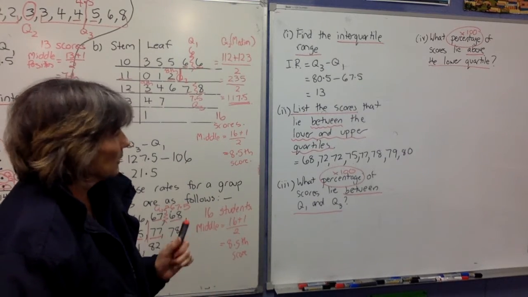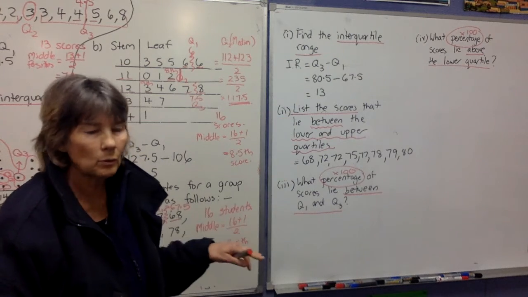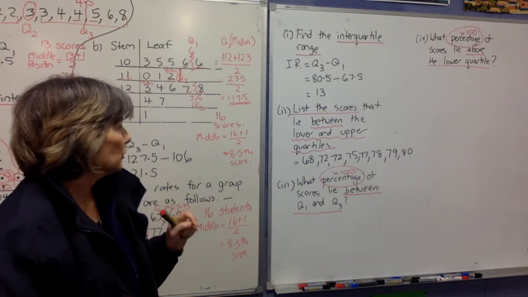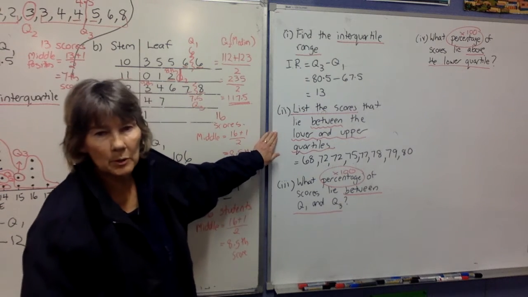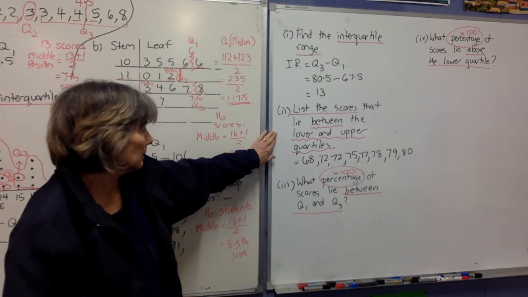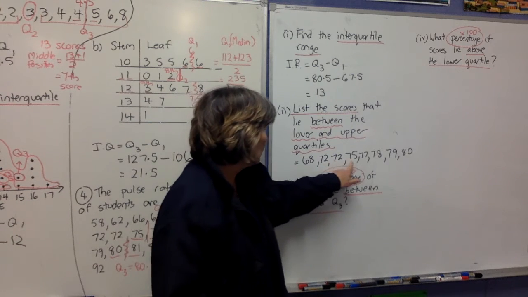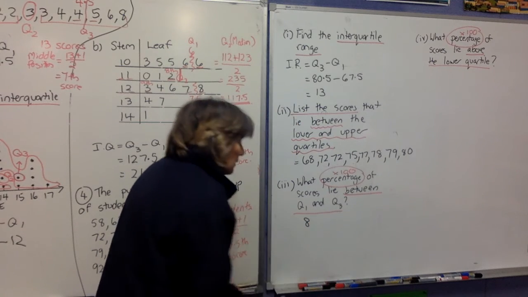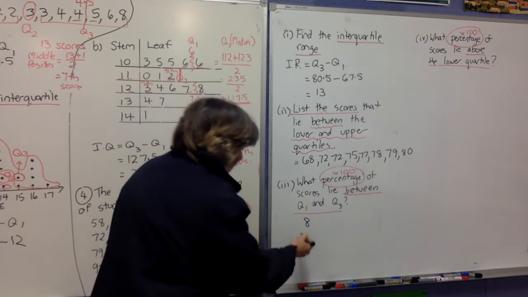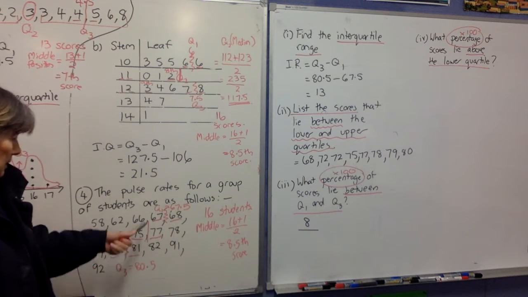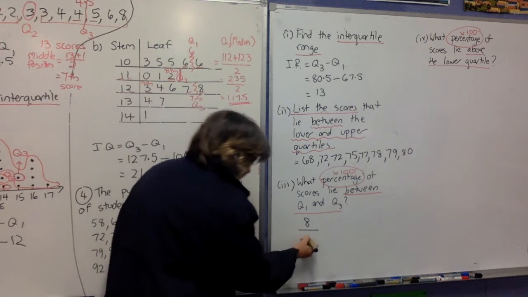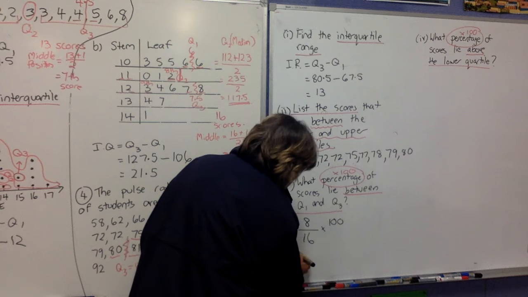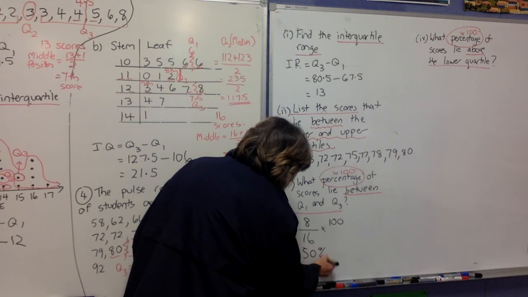All right, now the next one. Now we'll talk about these answers after we've done the working for it. What percentage of scores lie between Q1 and Q3? Well, here are the scores that lie between Q1 and Q3. So let's count up how many we've got. 1, 2, 3, 4, 5, 6, 7, 8. So there's 8 scores that lie between Q1 and Q3 out of a total of 16 scores. Make it a percentage by timesing by 100, and you get an answer of 50%.